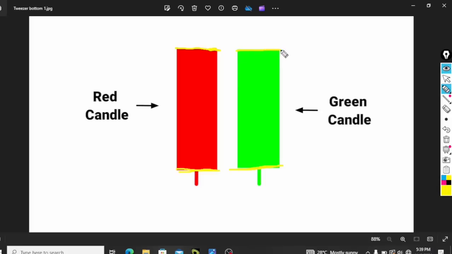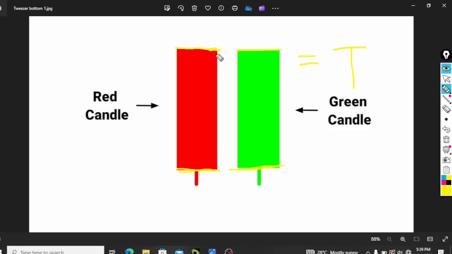What does it mean to you? It means that it is equal to this. This is what it translates to. Look at it here. And what is this? This is a very bullish candle, and it's called a bullish tweezer bottom.